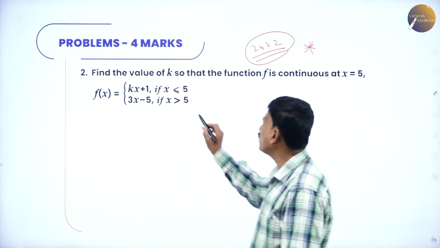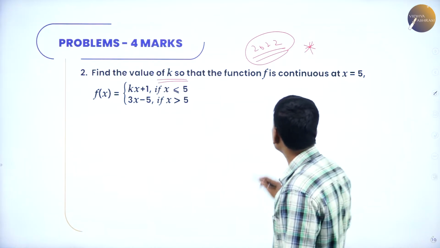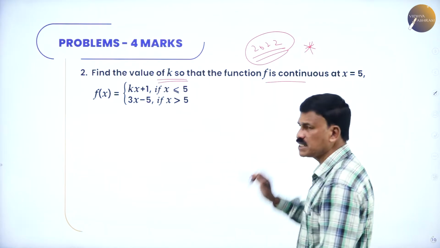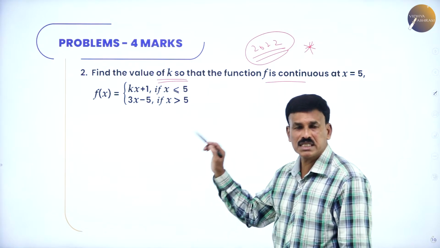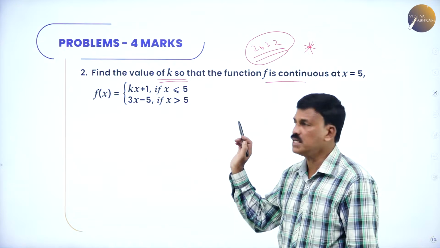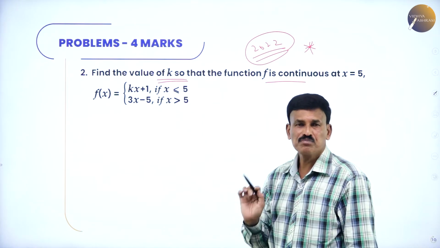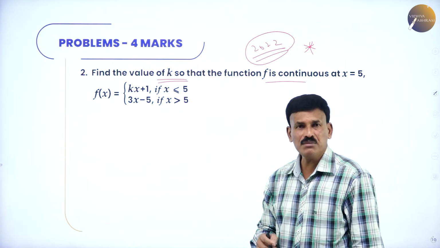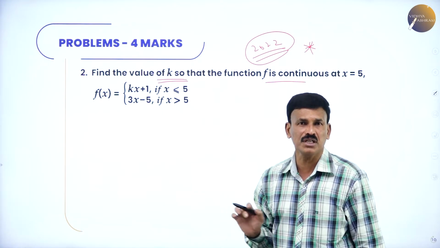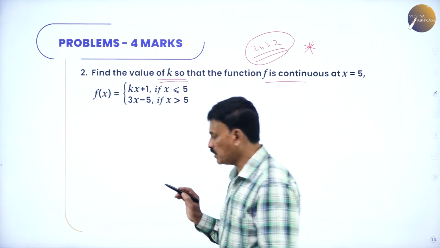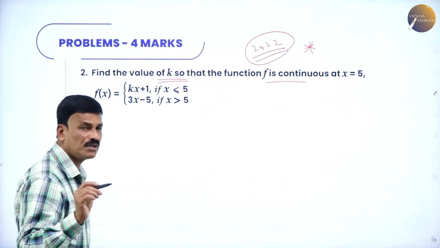Find the value of k so that the function f is continuous at x equal to 5. See, it is already given that the function is continuous at x equal to 5. What is required is to find k. What is given? The left hand limit is equal to the right hand limit is equal to the functional value. If such is the case, find out the value of k. Very simple problem. Just find out the value of the limit first.